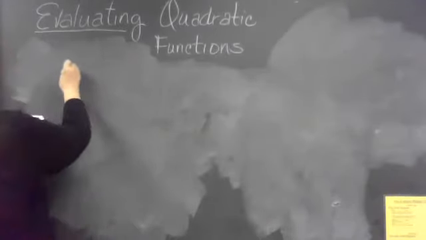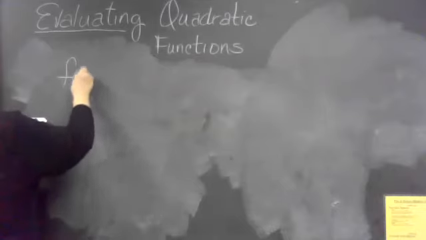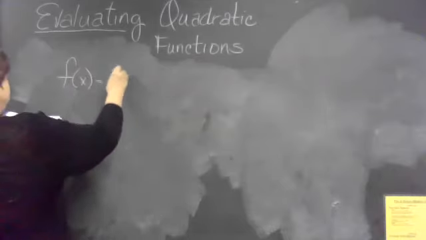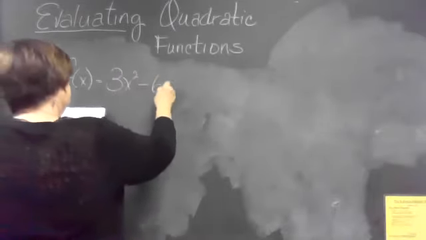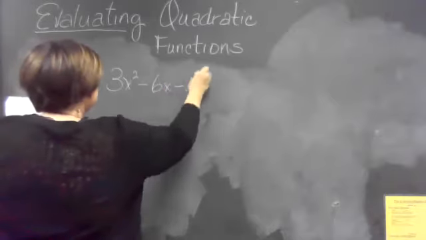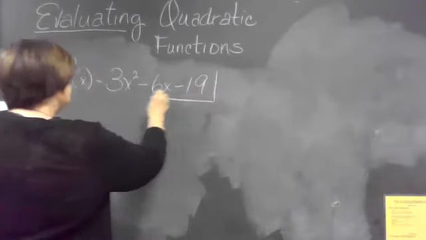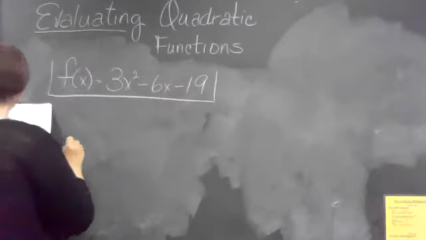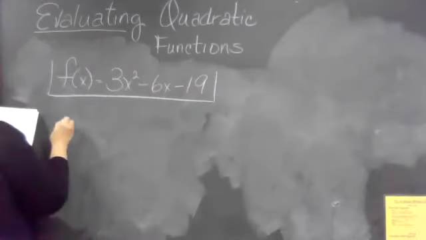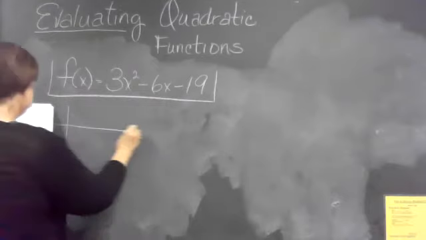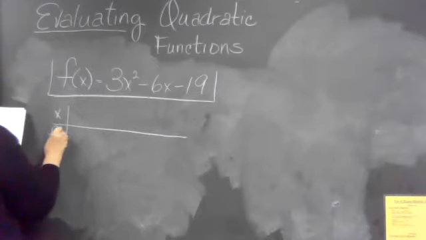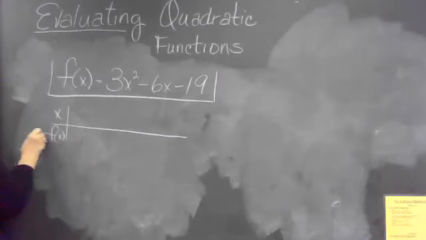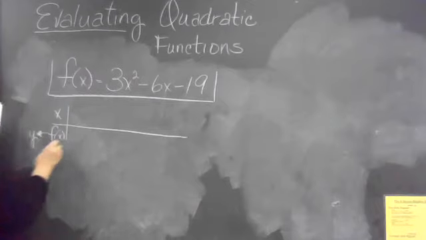Okay, they give us the rule, the F rule. 3x squared minus 6x minus 19. This is our rule that we're going to deal with, and they want us to fill out the function table. And so the table they give us, they say x and f of x, which we know can also be y. Always keep that in mind. It'll make things easier for you.